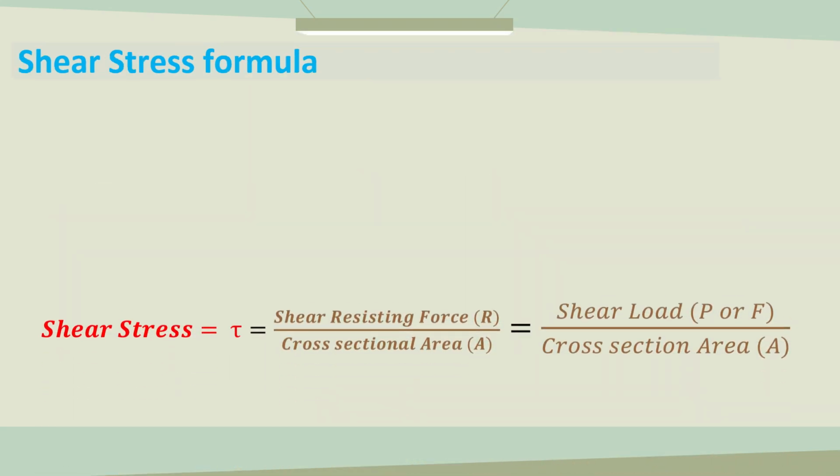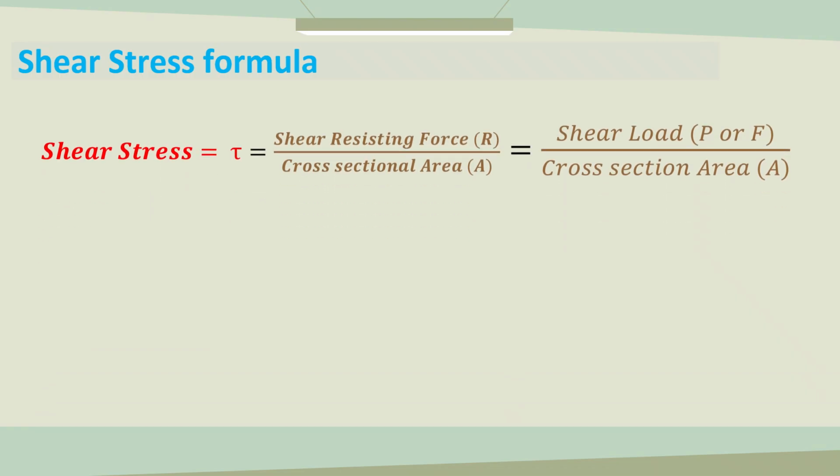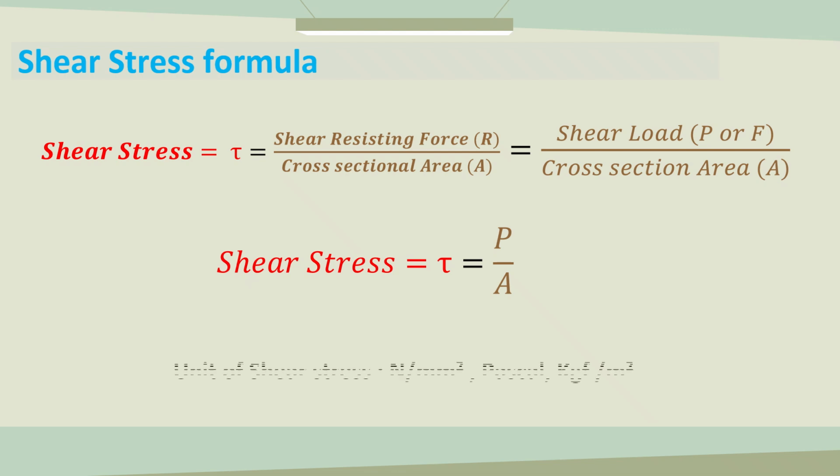Shear stress is defined as the shear resisting force offered by the material per unit cross-sectional area when it is subjected to shear load. Mathematically, shear stress is equal to the applied force divided by the cross-sectional area. Here, F is the applied shear force, and A is the cross-sectional area. The unit of shear stress in the SI system is Newton per square millimeter, or Pascal, or kilogram per square meter. In practical engineering applications, Newton per square millimeter is commonly used.